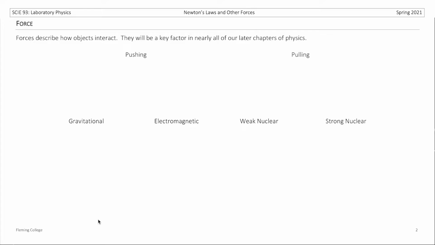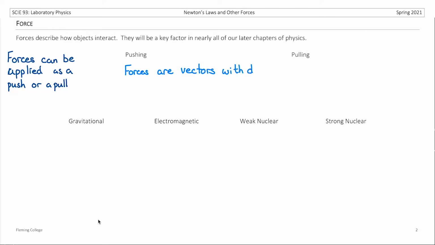In physics, when we say force, we are trying to describe a quantity that's going to help us understand how objects interact with each other. In nearly all of the concepts that we investigate later in the course, forces will play a key factor. In their most simple consideration, forces can be considered as a push or a pull that influence motion in their direction. No matter the type of force, whether it's a push or a pull, they will be considered as a vector, and as such, they will have a direction and a magnitude that we will measure in newtons.